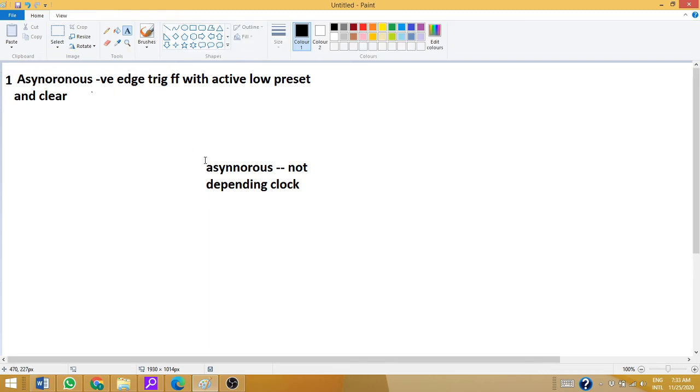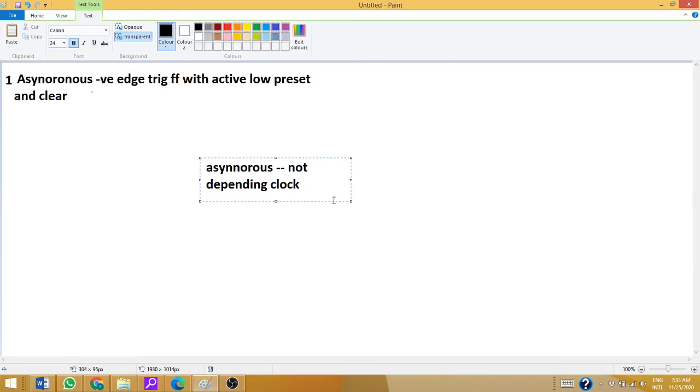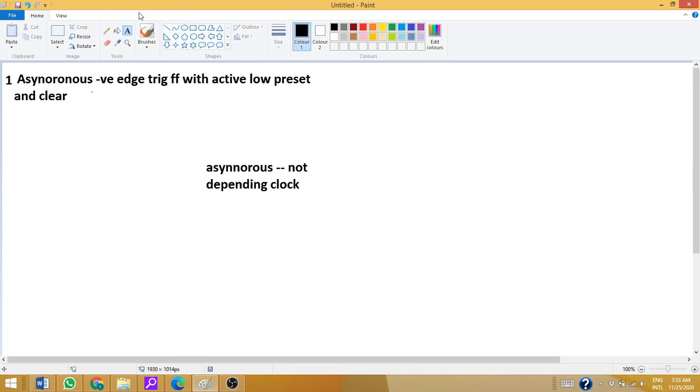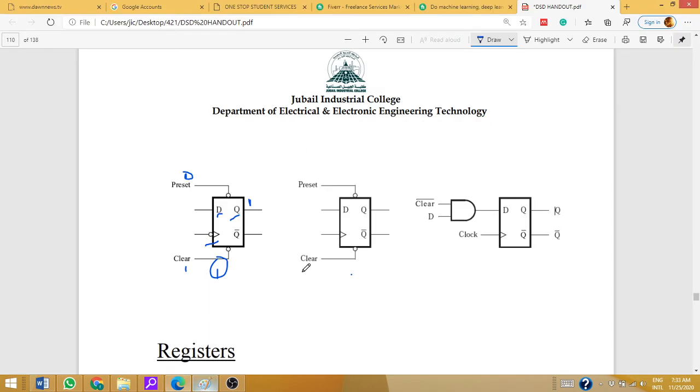Okay, now what is this here? What is the second flip flop name? This flip flop, first of all, is positive edge, is it? It is a positive edge flip flop. And what is here further, it is also asynchronous. It is also an asynchronous positive edge trigger flip flop with preset and clear.